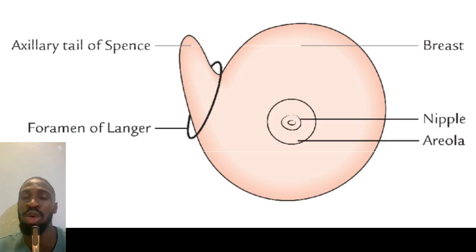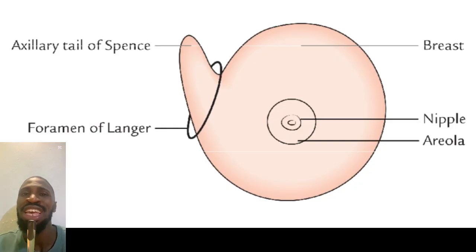And also it has an extension. The breast has an elongated part called the axillary tail of Spence. It has an elongated part in the superior lateral part, just in the posterior axis. This axillary tail of Spence is just like a pointed part in the posterior axis of the breast.